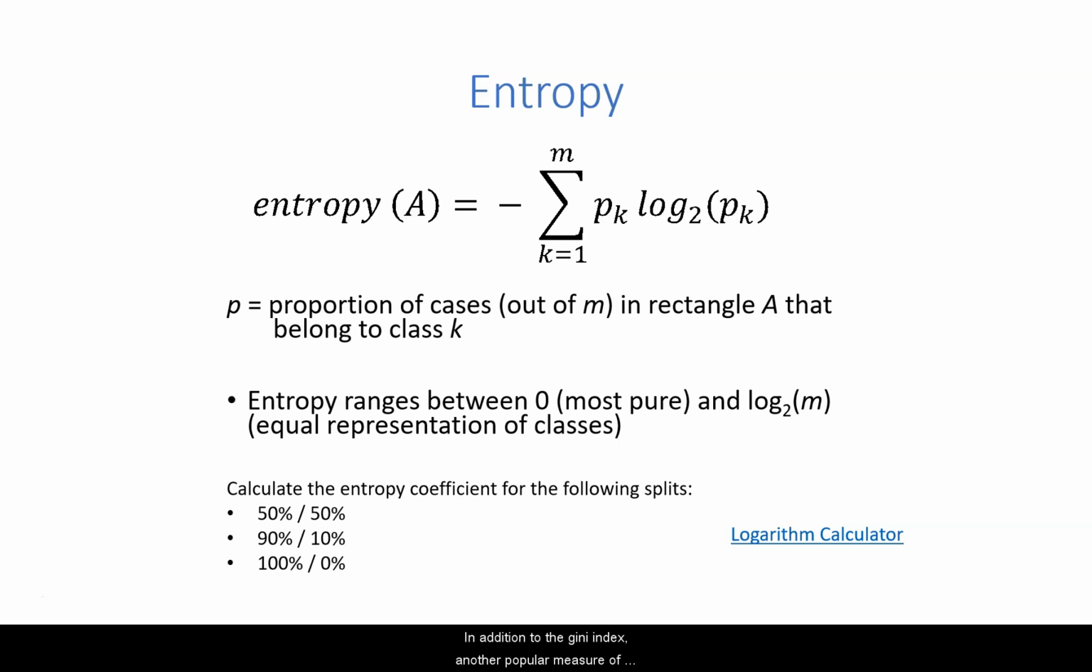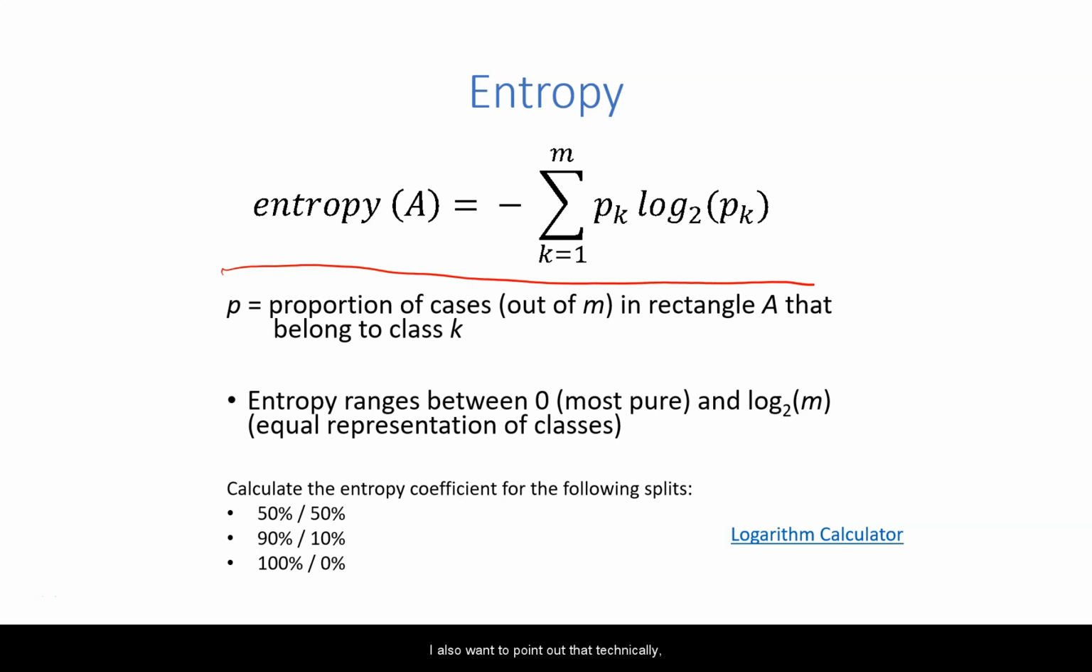In addition to the Gini index, another popular measure of diversity is entropy. The formula for computing the entropy value is negative sum of the product of class proportion and the base 2 log of class proportion. In other words, to compute entropy, you first find out the proportion of cases that belong to each class, multiply the proportion by the base 2 log of proportion, sum up all the products, and multiply the sum by -1.